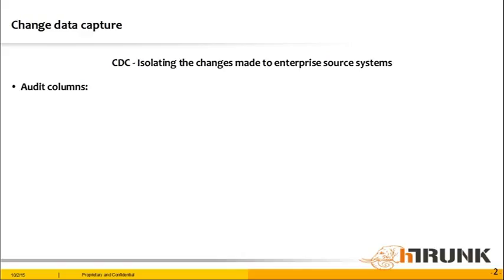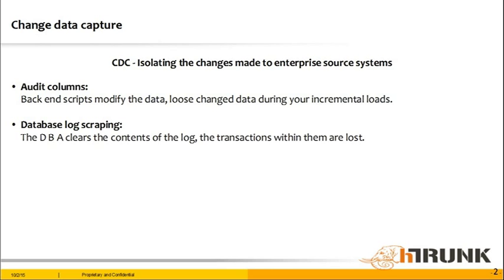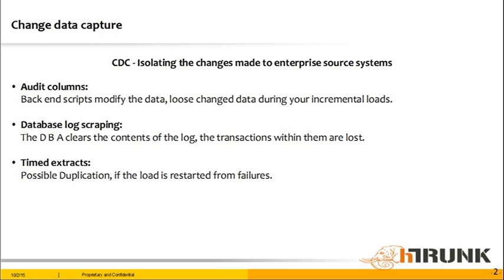1. Audit columns. In most cases, the source system contains audit columns. If the DBA allows backend scripts to modify the data, there is a high risk that you will eventually miss changes during your incremental loads. 2. Database log scraping. Log scraping effectively takes a snapshot of a database redo log at a scheduled point in time, usually midnight, and parses it for transactions that affect the tables required. If the DBA empties the contents of the log, all transactions within them are lost. 3. Timed extracts. Time-based selection may create duplicate rows if the load is restarted from failures.